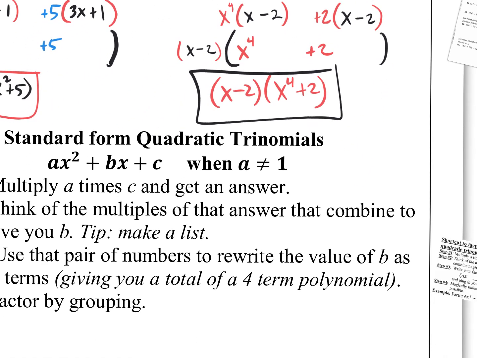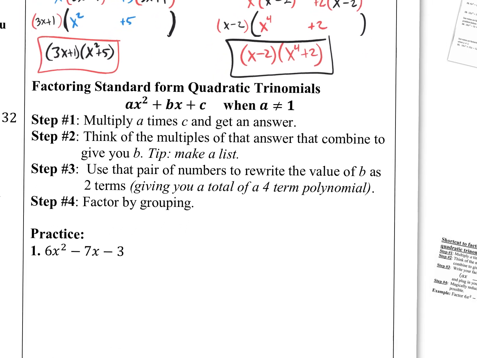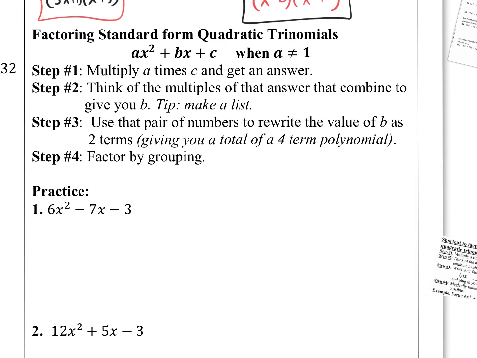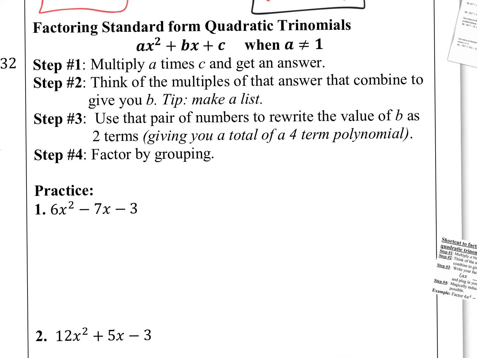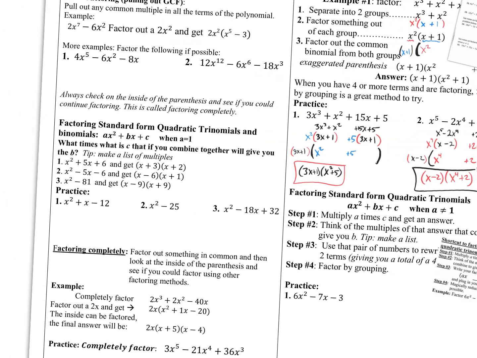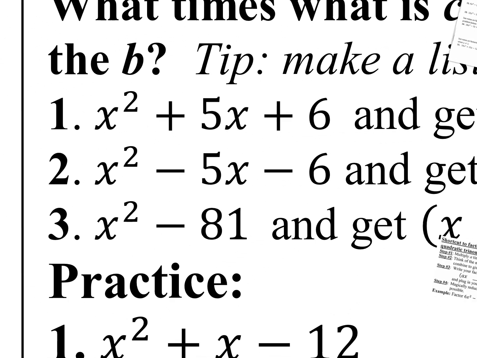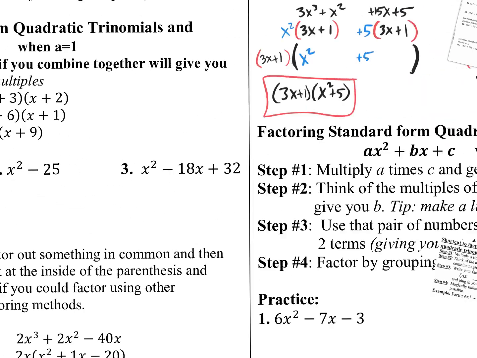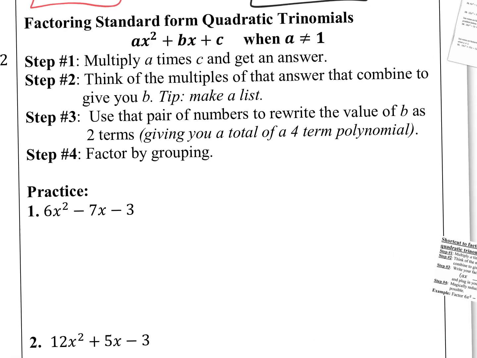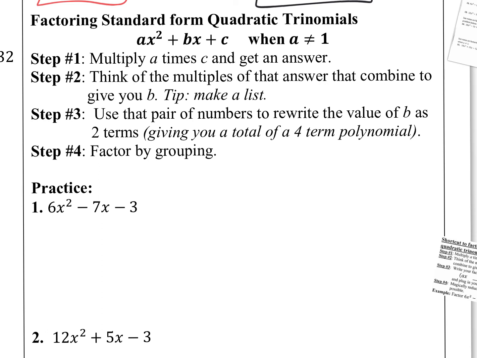What else? Oh man, these guys down here. This is a real party right here. Factoring standard form quadratic trinomials when your a value is not 1. Now we know that when a is 1, it's ridiculously easy. All you do is think, what times what is 6 that if you add together is 5? Oh, 2 and 3, right? But that's because the a value is 1. If the a value is not 1, we have to go through a crazy, super fun, multi-step process.